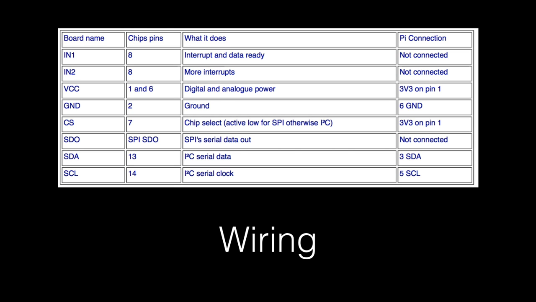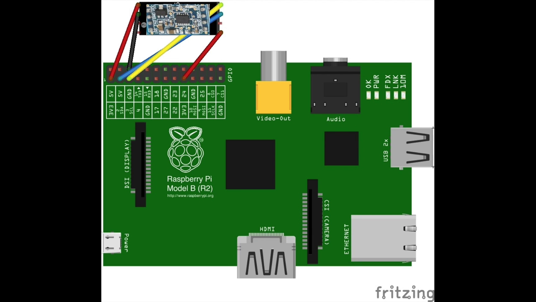Now, we will connect the accelerometer module to our Raspberry Pi's GPIO pins. We will not connect the pins labelled IN1 and IN2 to anything on the Raspberry Pi, as we do not need them. We will connect VCC and ground to the 3V3 and ground pins on the Raspberry Pi respectively to power the board. We will also connect CS to 3V3 to tell the board we will be using I2C. We won't connect SDO to anything, however we will connect SDA and SCL to the Pi's SDA and SCL pins respectively. Here is the circuit diagram. Please pause the video here and connect it up like in the picture. When you're done, press play.